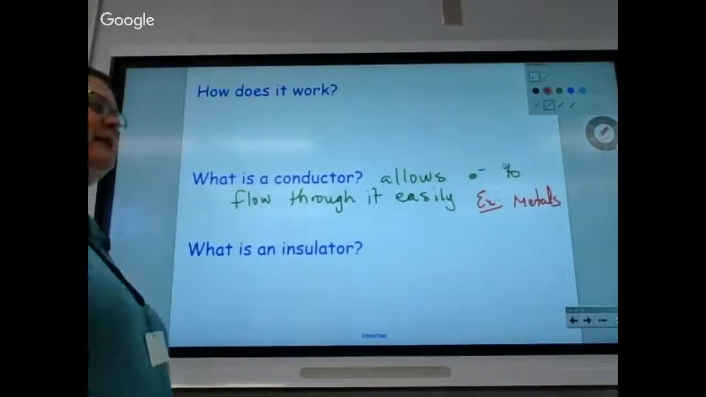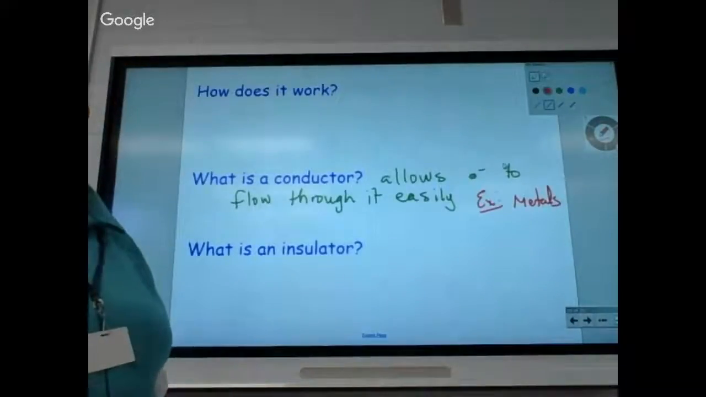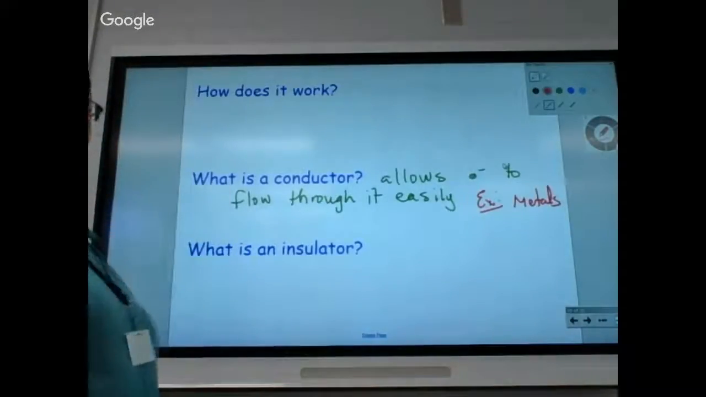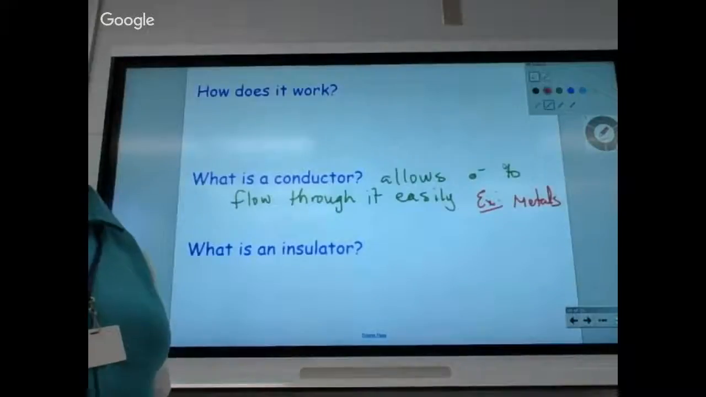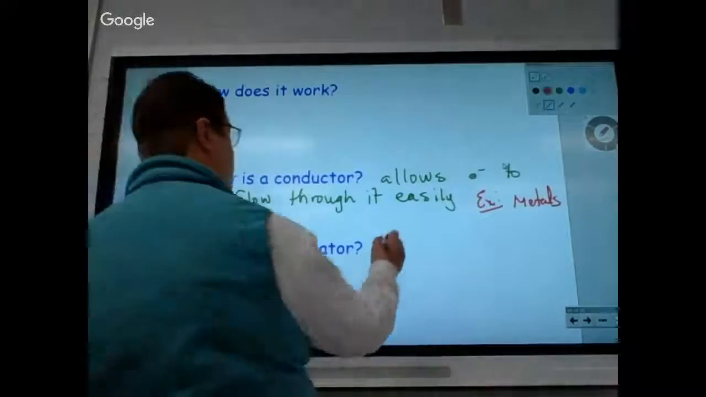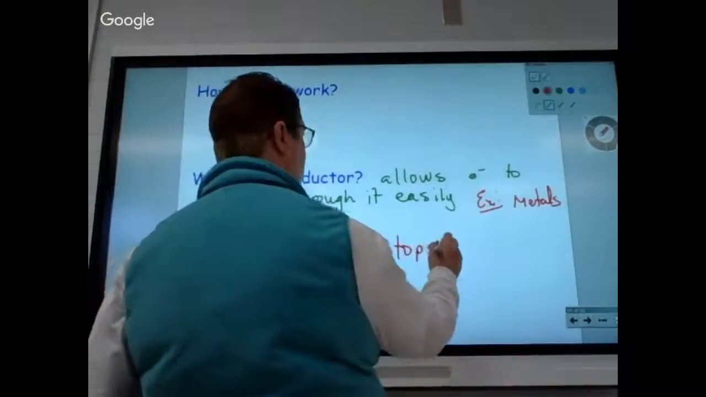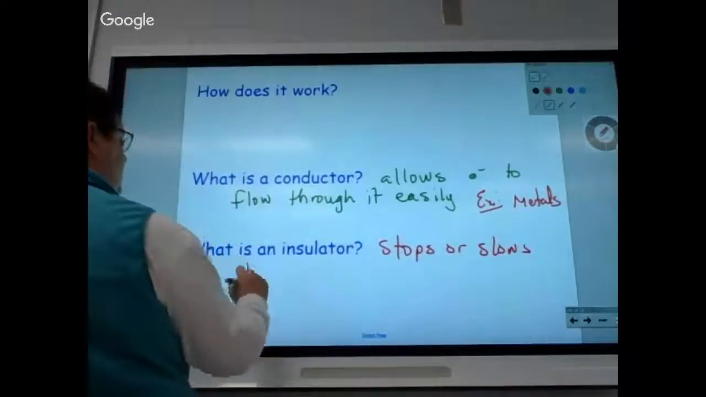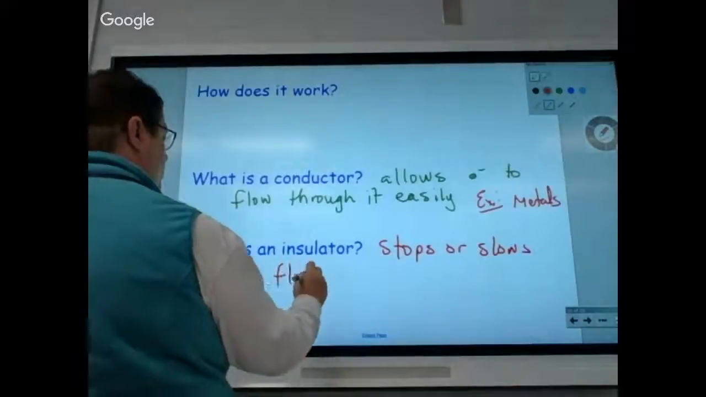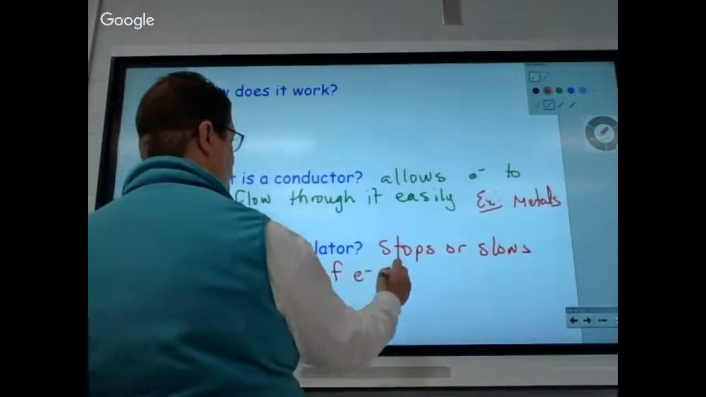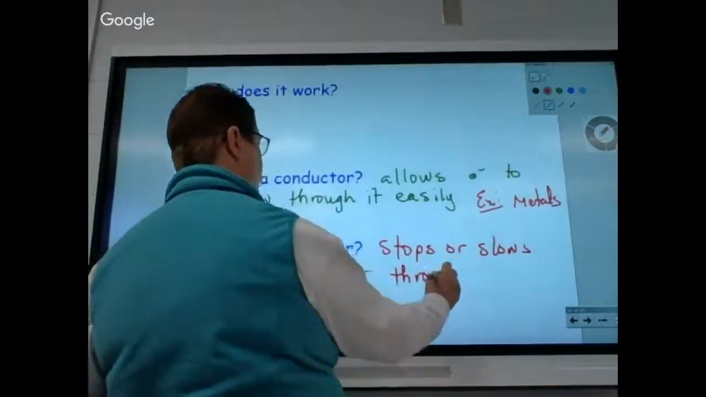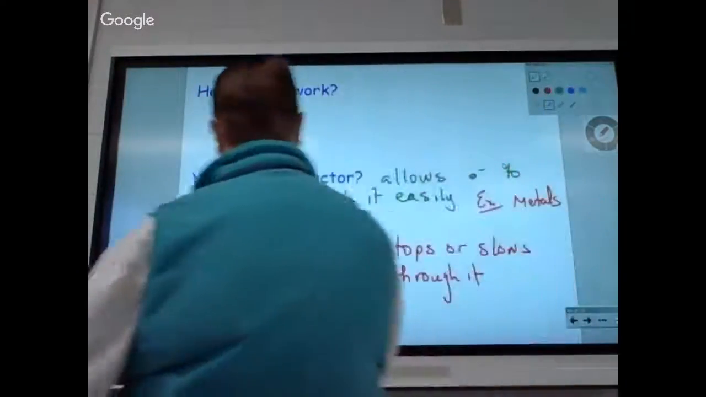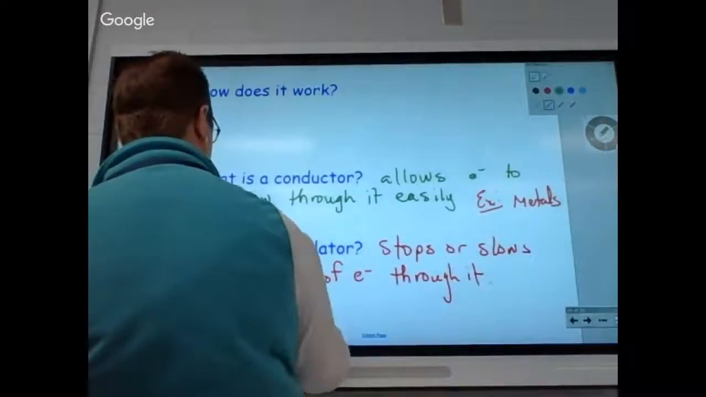Now, what would be an insulator? Rubber. Yes, that would be an example. That's correct. What do I put for a definition, though? Oh, absorbs heat. Okay, so it stops, or slows, the flow of electrons through it. And Nathaniel said things like rubber.